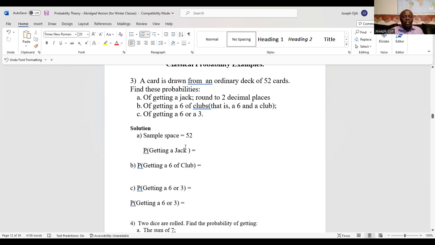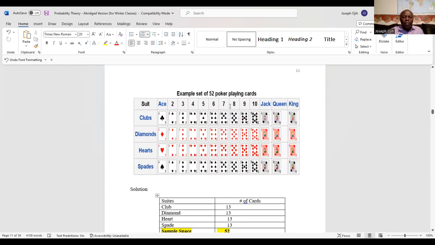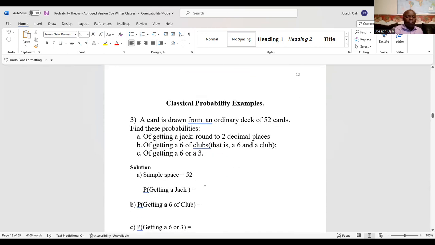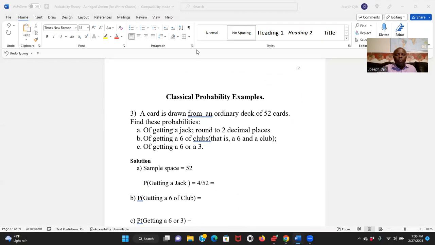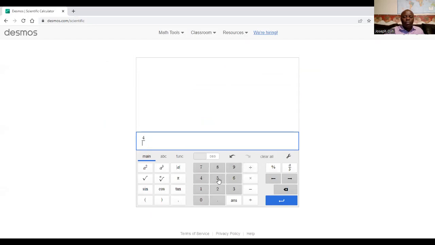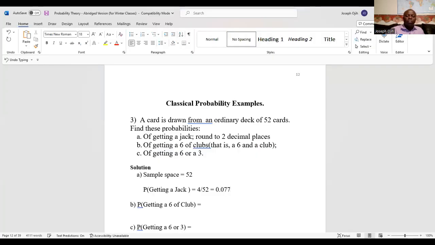So the probability of getting a jack. How many jacks do we have here? We have jack 1, 2, 3, 4. 4 out of 52 cards. And that will give us 4 over 52. Then we can go to our calculator and get 4 divided by 52. 0.0769, which we round to 3 decimal places, 0.077, or we can call it, if you like, 7.7%. These are the ways we write probability.